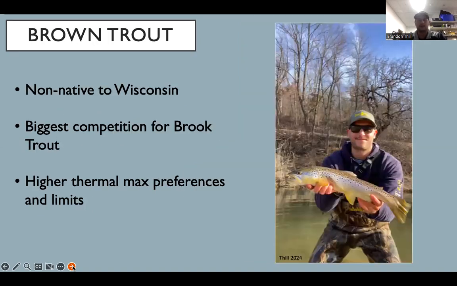Continuing with brown trout for a little bit, they are not native to Wisconsin. And as I mentioned, the biggest competition for brook trout. They also have higher thermal max preferences and limits. So as the streams may begin to get a little warmer, the brown trout have an easier time persisting in those streams if they're present, therefore aiding in their ability to outcompete the brook trout and possibly push them out of the water.